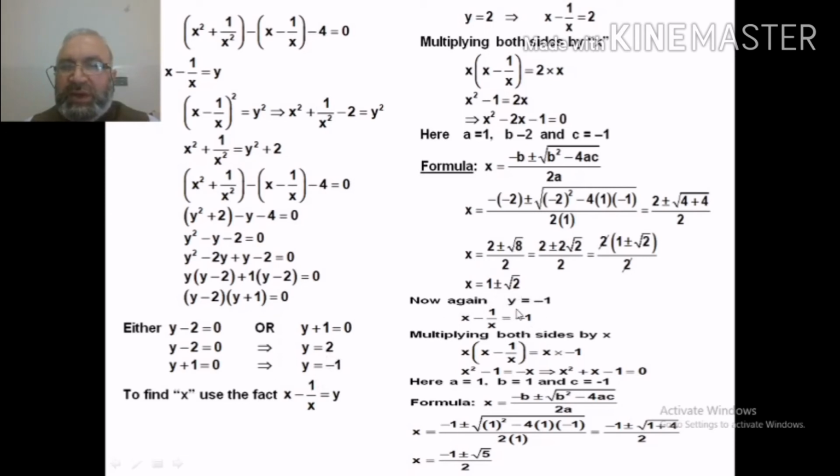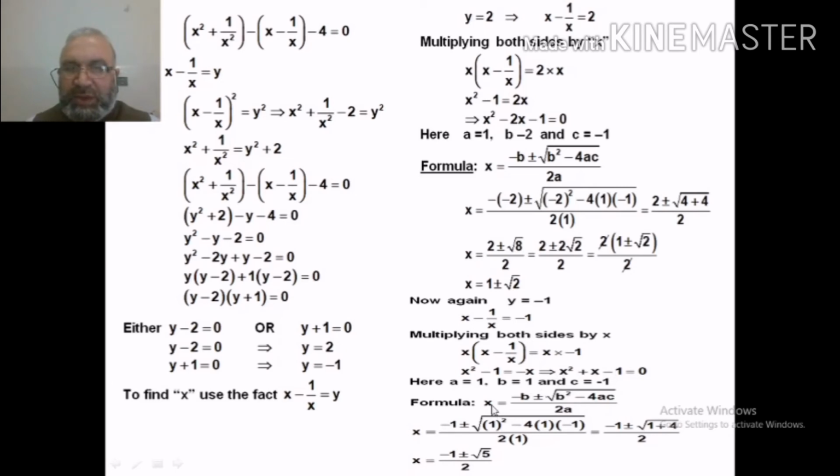This one, for y is equal to minus 1, again by back substitution, x minus 1 over x is equal to minus 1. Multiplying both sides by x to solve this equation, we get x square, x is cancelled, minus 1 is equal to, on the right side, minus x. Transferring minus x to the left hand side, we get x square plus x minus 1 equal to 0, which is a standard form of a quadratic equation. Now solve this quadratic equation by quadratic formula or by completing the square or by factorization.